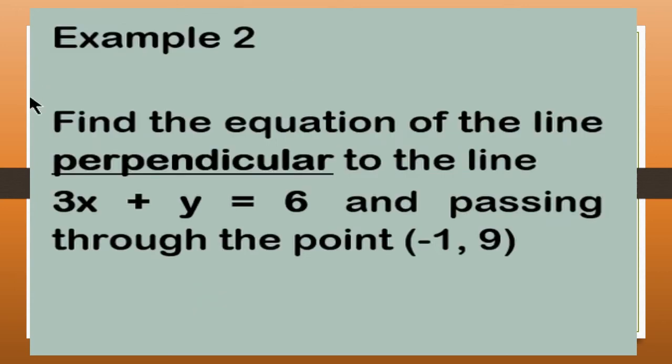Looking at example 2, we have: find the equation of the line perpendicular to the line 3x plus y is equal to 6 and passing through the point (-1, 9). In this question, we are given only one point, but we are given the equation in a form where y is not the subject. So the first thing that we will do to find the gradient from this equation is make y the subject. So let's make y the subject first.